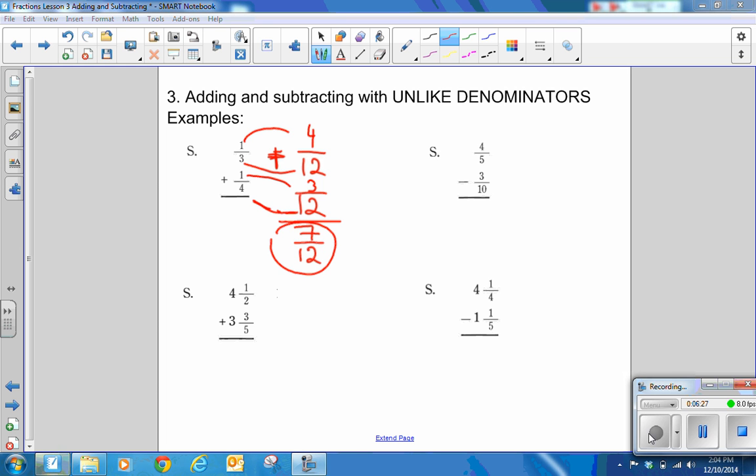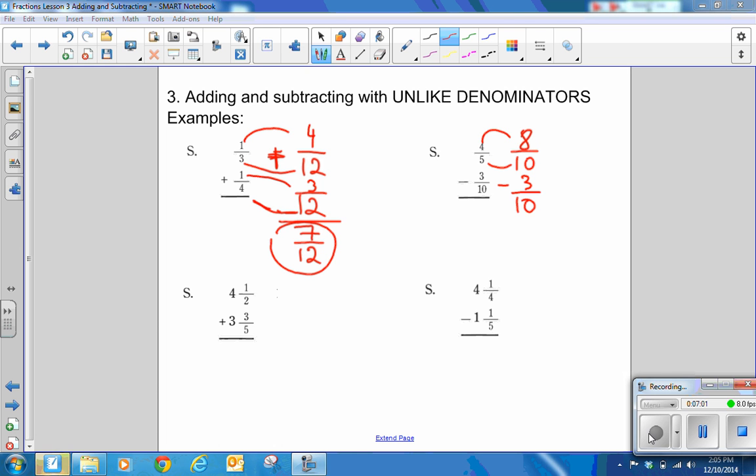Now let's do one example of subtraction. I have 4/5 and I have 3/10. I can see that 10 will be their least common denominator. That means I can change 4/5 to a fraction with a denominator of 10. So 5 times 2 is 10, 4 times 2 is 8. I don't have to do anything with 3/10 because that already has the right denominator.